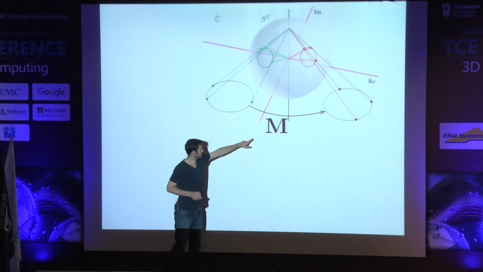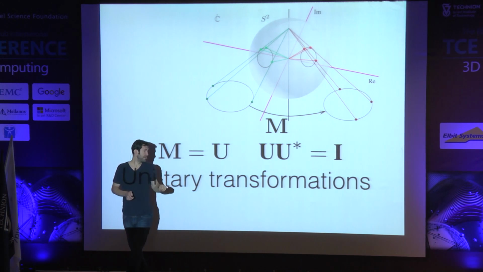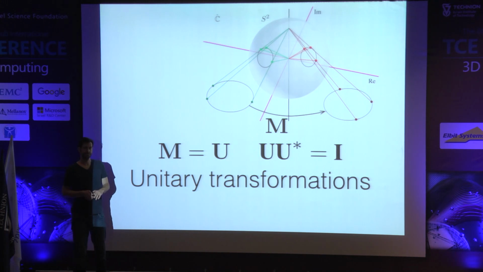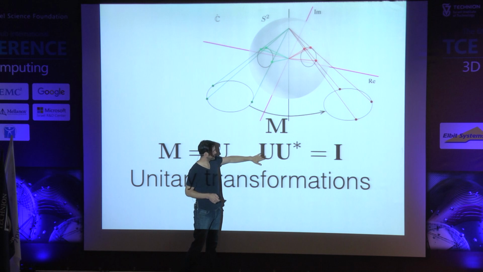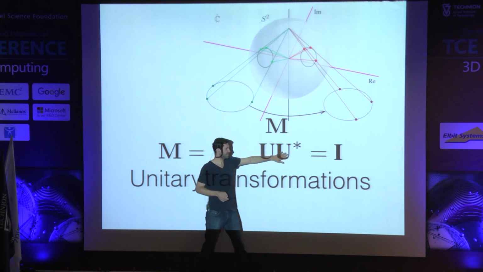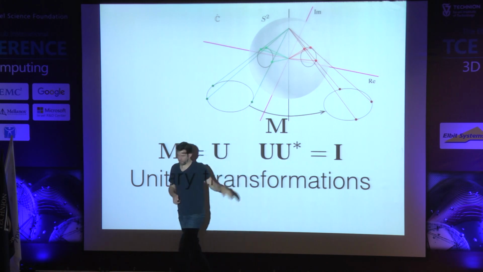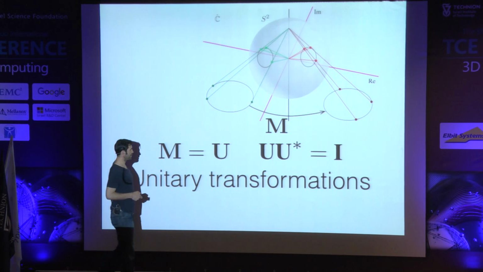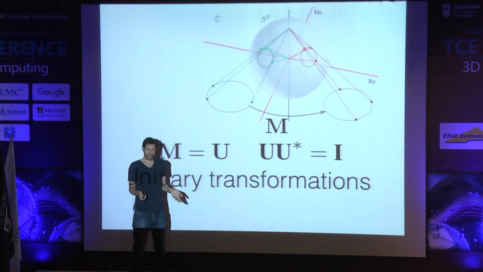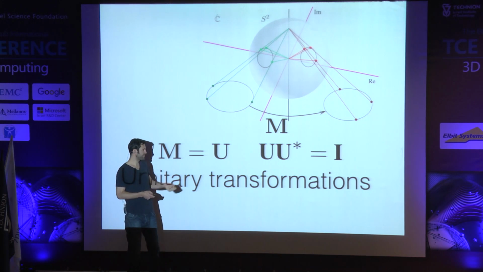This 2 by 2 matrix, this complex 2 by 2 matrix, will be a unitary transformation. And unitary transformation just means if I multiply this matrix with its conjugate transpose, I get identity. It's kind of the complex counterpart to orthogonal transformations. Okay. And now we're doing simple technical steps to see something here.